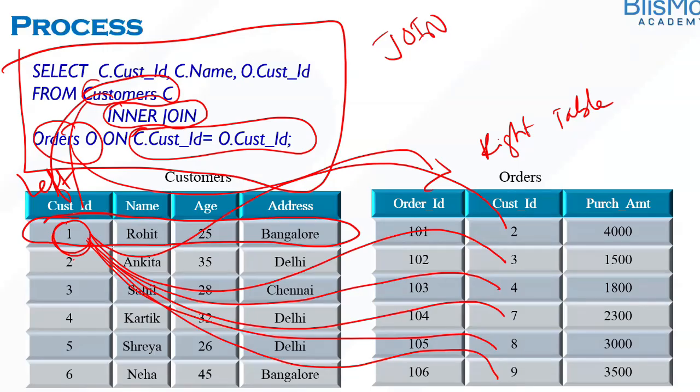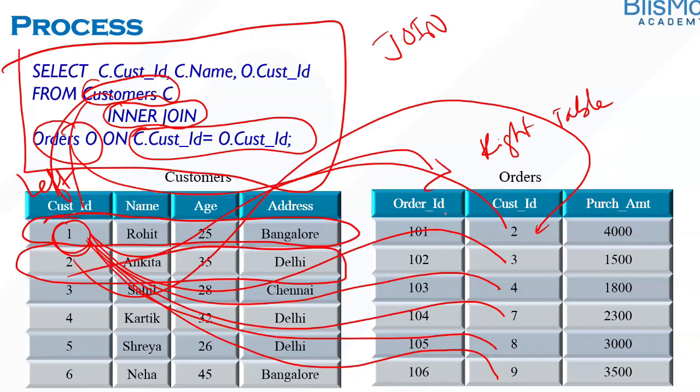So this is compared with this. Is it a match? Yes, it is a match. Whenever there is a match, the record of the left table is brought together with the record of the right table, with all the columns. But in this case, I'm only choosing customer ID, customer name, and customer ID.